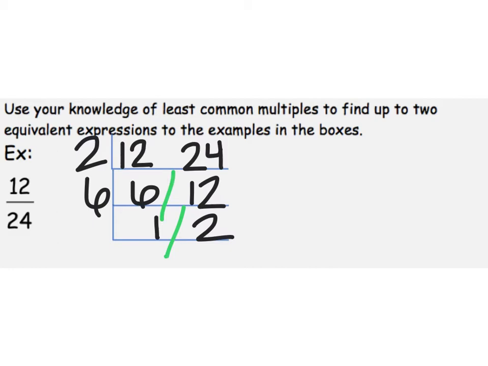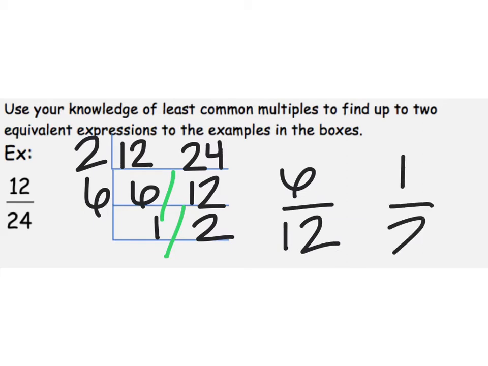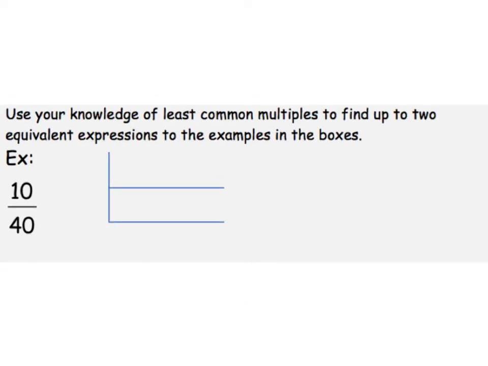So, using the ladder method, we actually found 2 equivalent expressions. And those expressions are 6 over 12 and 1/2. If you actually plug those into a calculator, you would see that we would always get 0.5. So we're going to work through the next example. We're given 10 over 40.